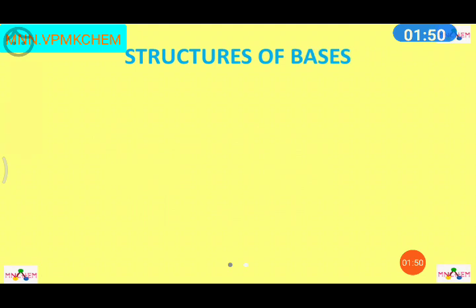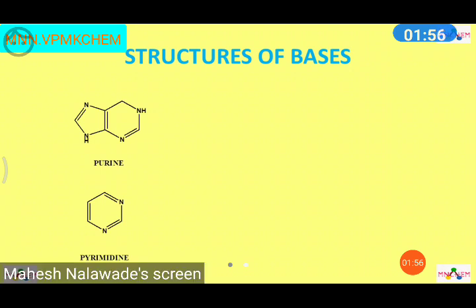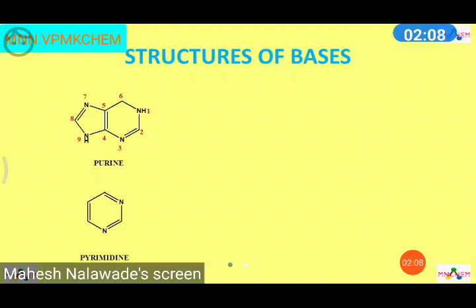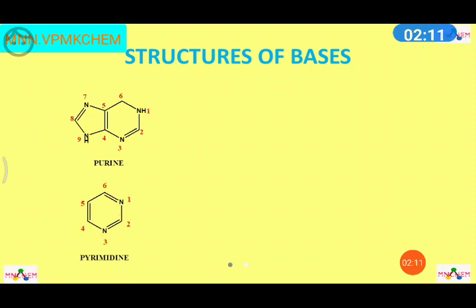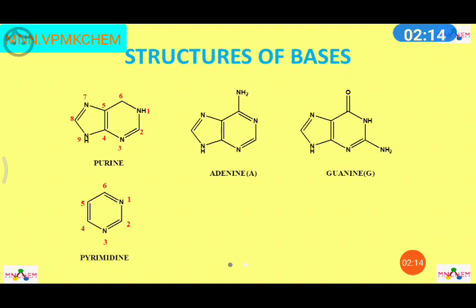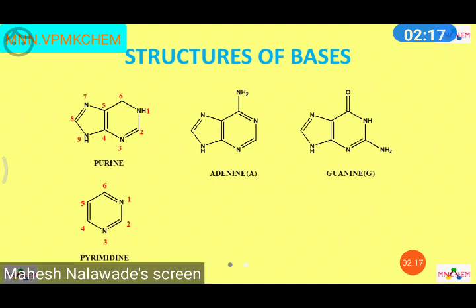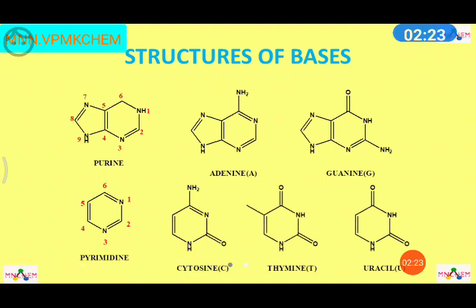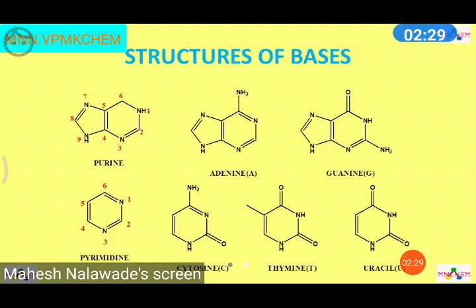Whereas for the structures of bases, there are two different classes of bases present in nucleic acid, purines and pyrimidines. The numbering is 1 to 9 in purine, whereas it is 1 to 6 in pyrimidine. There are two types of purine bases, adenine and guanine, and three types of pyrimidine bases, cytosine, thymine, and uracil. Thymine occurs in DNA, whereas uracil is found in RNA.